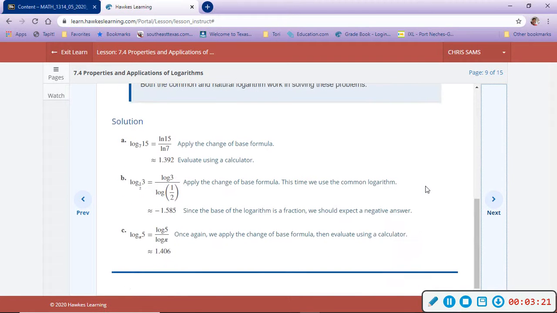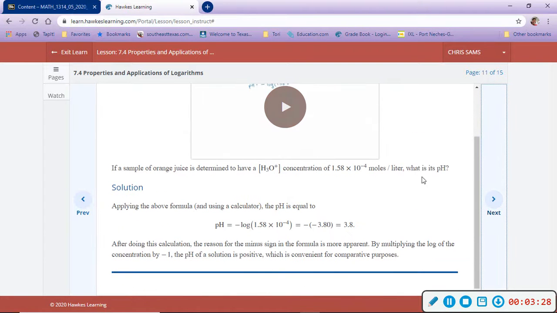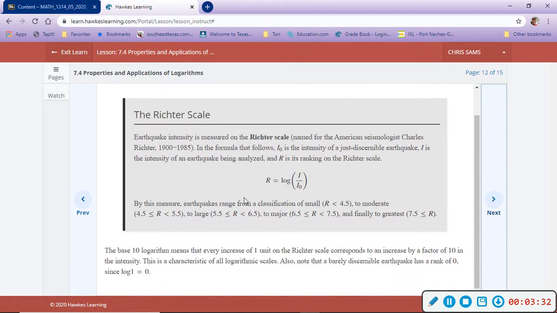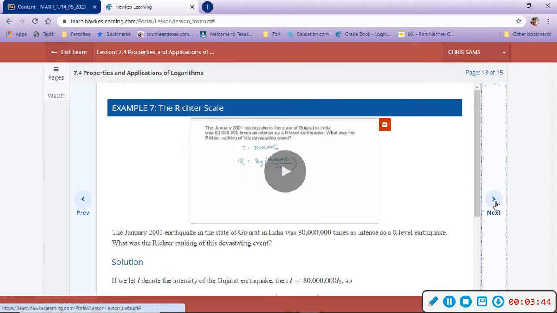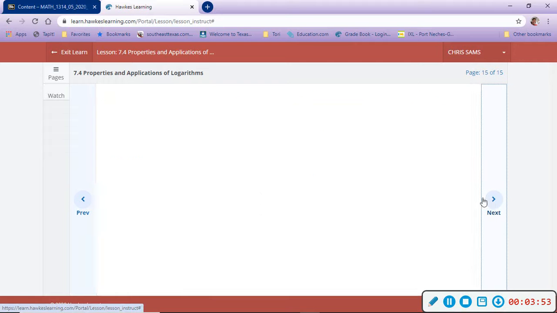They show you a few examples here. I think they even show a Richter scale equation, which we won't do any problems like that, but just to point it out in case you do see one for future reference. Logs can be used to measure or classify earthquakes, the intensity of them. So they do have some application. And then you have another decibel scale. We won't probably use any like this either. Alright, let's get started.